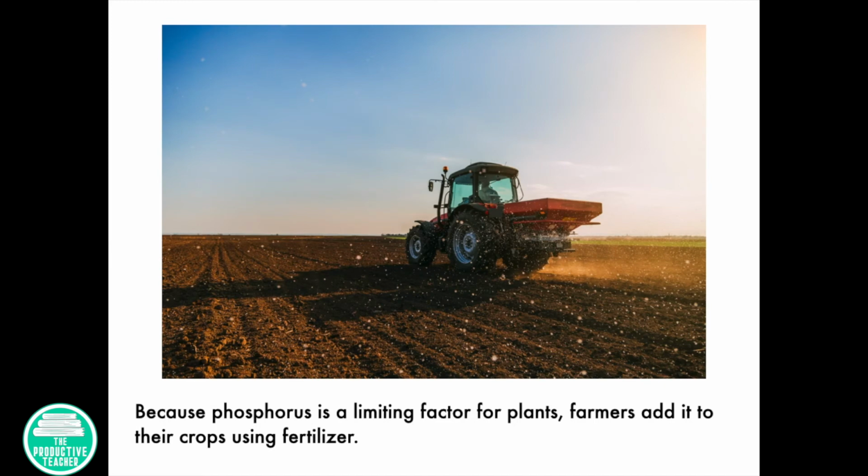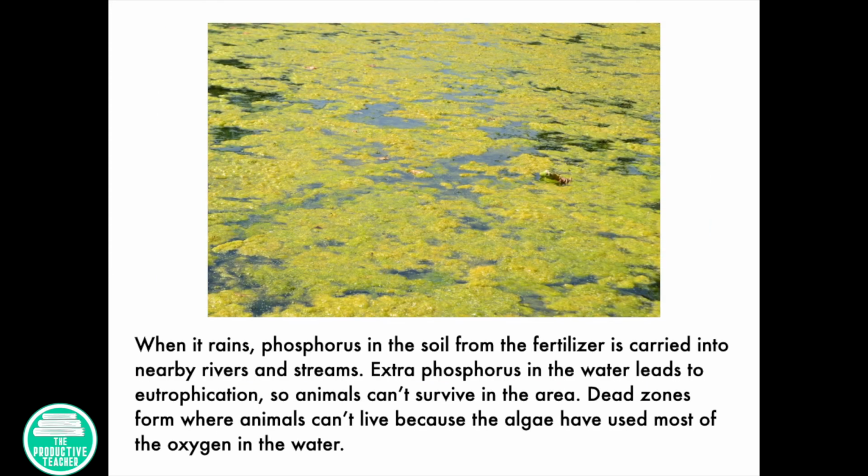Because phosphorus is a limiting factor for plants, farmers add it to their crops using fertilizer. When it rains, phosphorus in the soil from the fertilizer is carried into nearby rivers and streams. Extra phosphorus in the water leads to eutrophication, so animals can't survive in the area. Dead zones form where animals can't live because the algae have used most of the oxygen in the water.